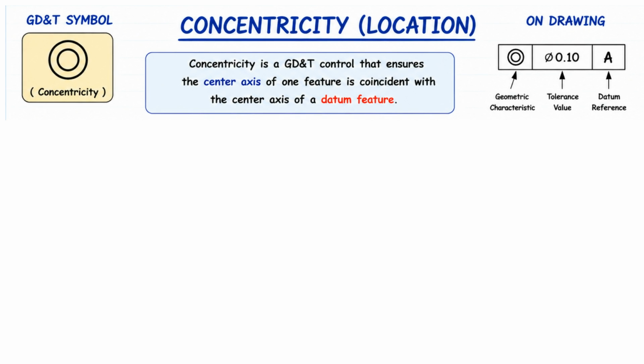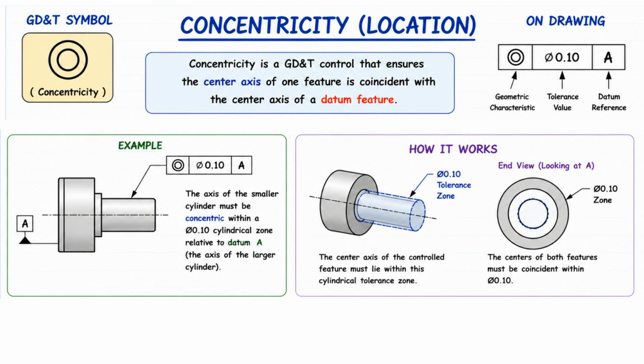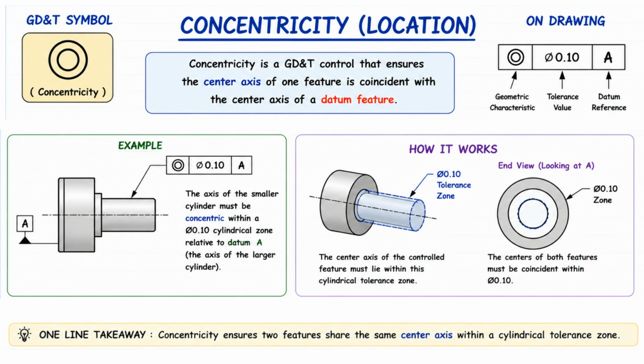Concentricity ensures that two cylindrical features share the same center axis. In this example, the smaller cylinder must remain aligned with the axis of the larger cylinder within the specified tolerance zone. Simply put, concentricity controls how well two features stay centered with each other.